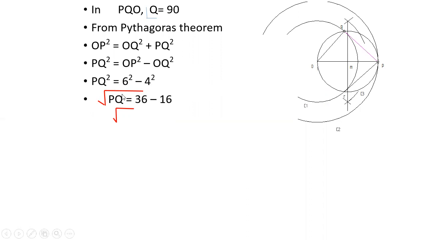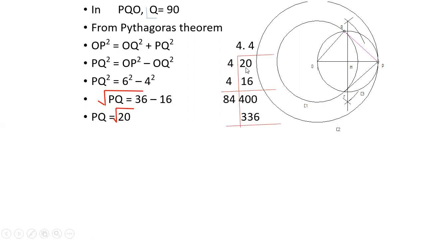Actually, this root has to come over here. So 6 squared is 36 minus 4 squared is 16. So you consider this root starting from 36, got it? And then PQ is root of 20. Square root of 36 minus 16 is 20. Now, how to find out the root of 20? This is how we find out.